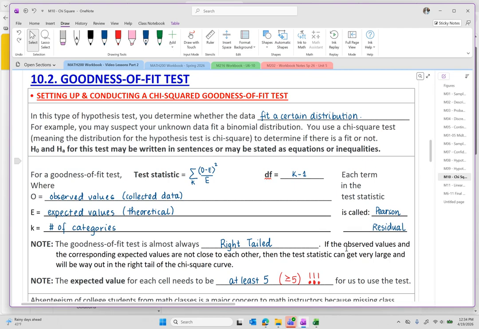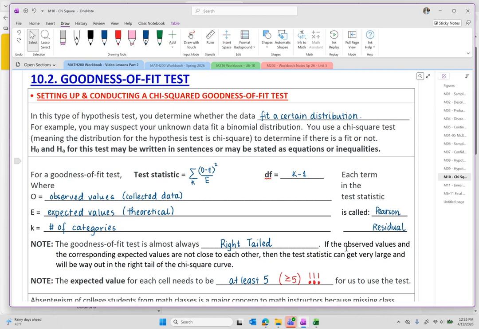In this second section of our OER statistics course, where we are investigating the chi-square distribution, we will discuss one of the three chi-square tests, and specifically the goodness of fit test. In these types of hypothesis tests, you determine whether the data fit a certain distribution.